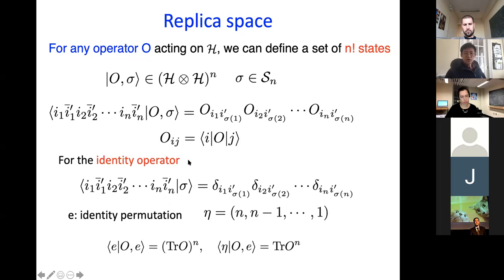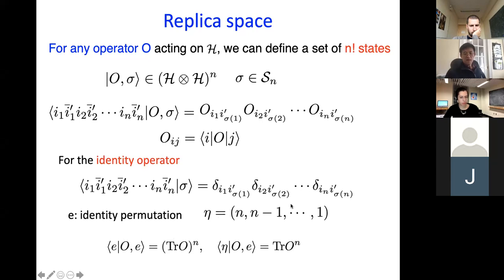The use of this kind of notation is that it can capture the trace structure in a very compact way. Say, for example, if you take the state associated with the identity permutation for O, and then contract with the identity operator, you just get trace O to the power n. And if you take the overlap with this eta, then you get trace O to the power n.